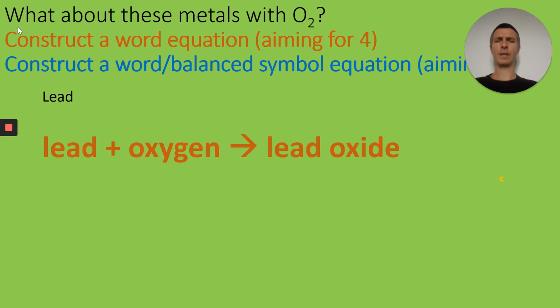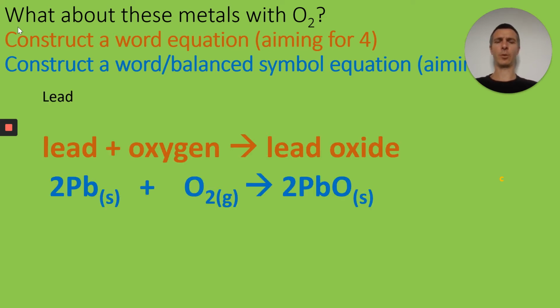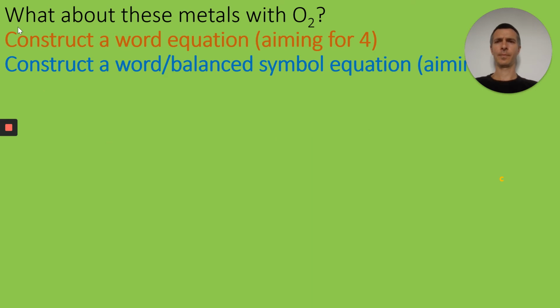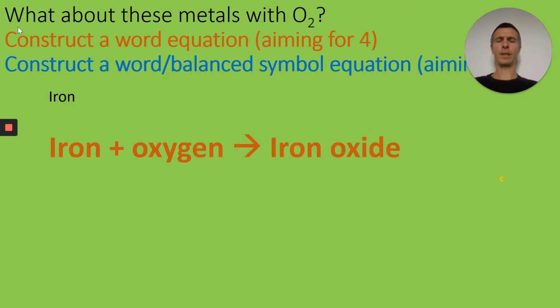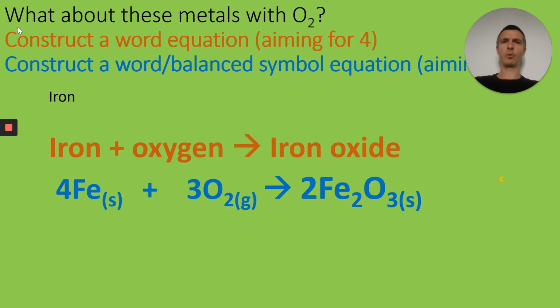Lead plus oxygen gives you lead oxide. There's the balanced equation. If you could pause the video and mark your work, please. Iron plus oxygen gives you iron oxide. This is a slightly trickier word equation, symbol equation. You need 4 irons, even, with 3 O2 giving you 2 Fe2O3.